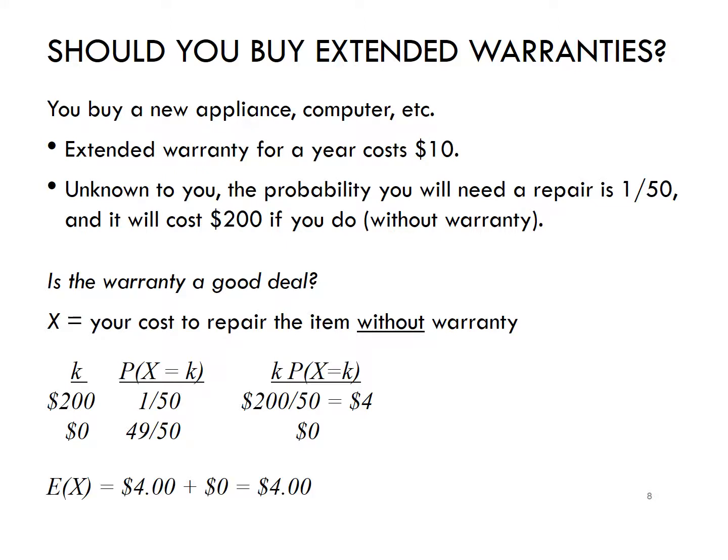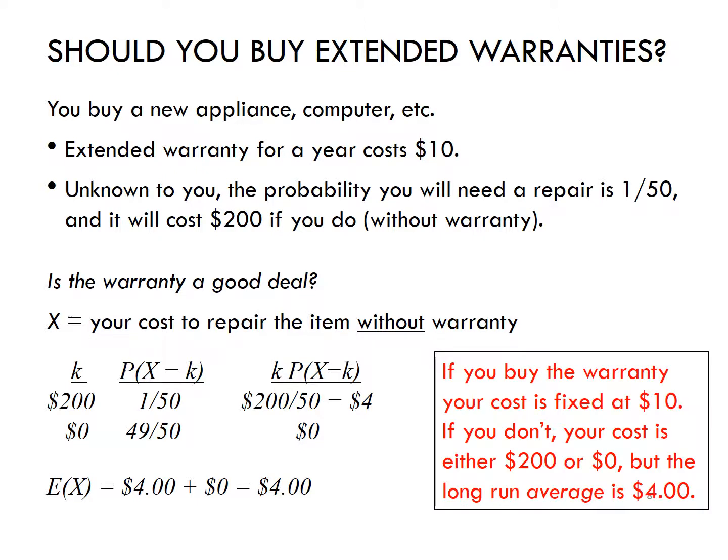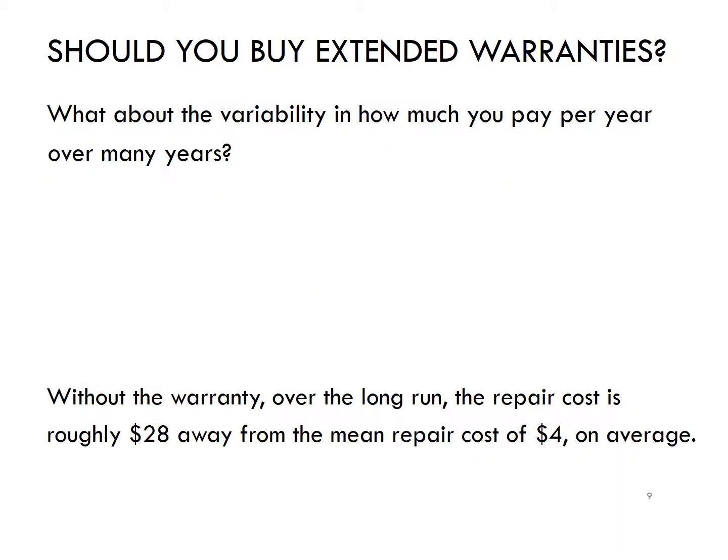You should have gotten an expected value of 4. What does this mean? The long-run average cost of repair without a warranty is $4. Note that if you bought the warranty, your cost is $10, regardless of whether you needed a repair or not. Let's try calculating standard deviation as well. Recall the expected value of x is 4.